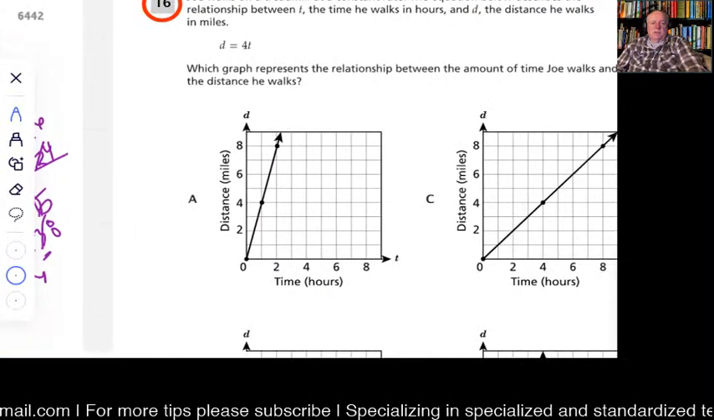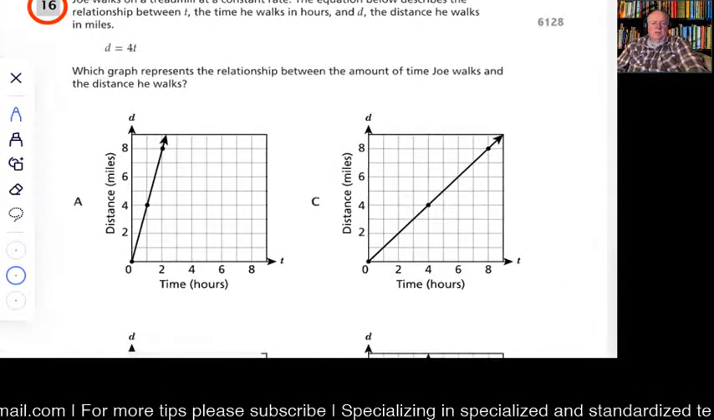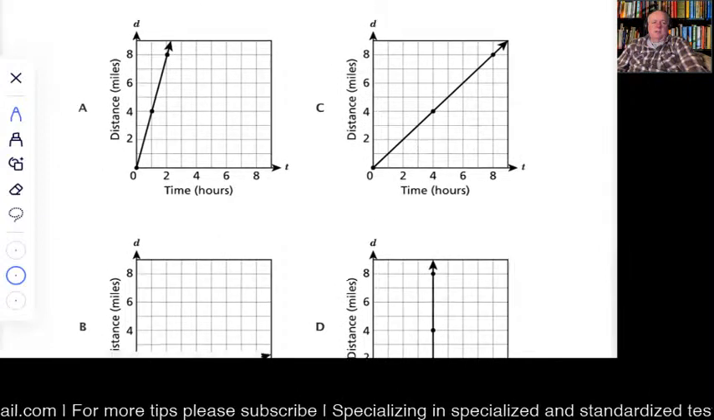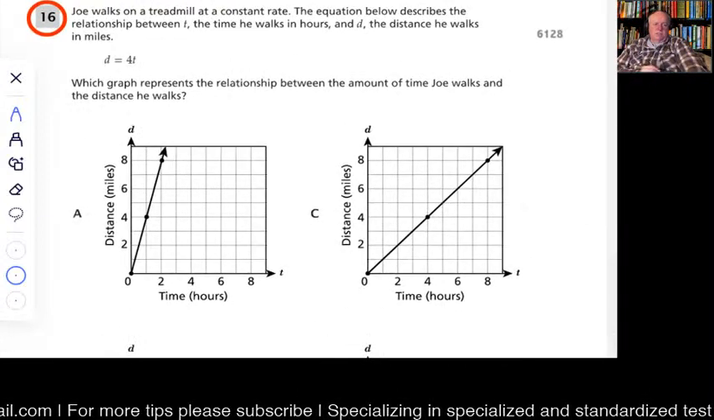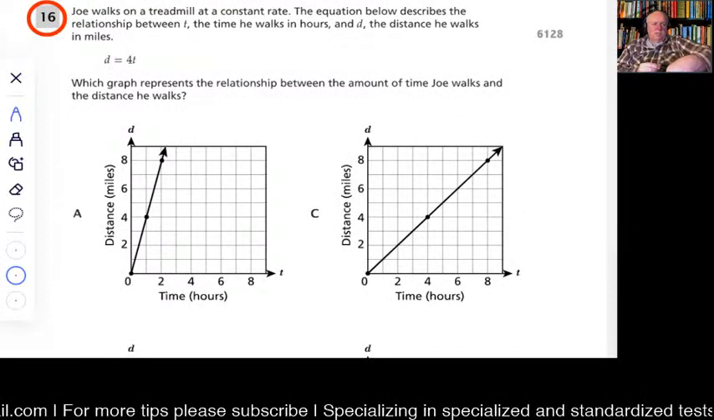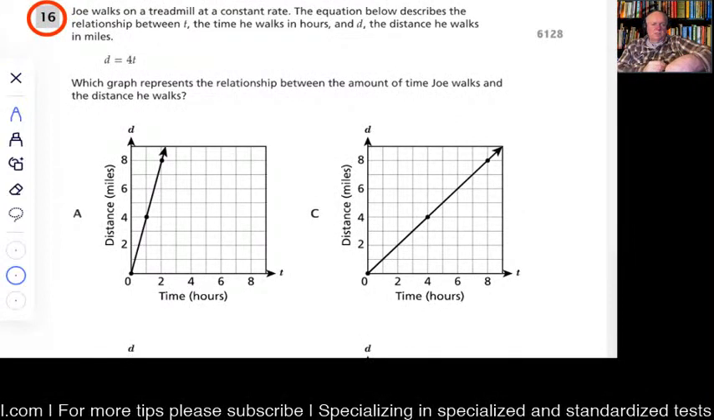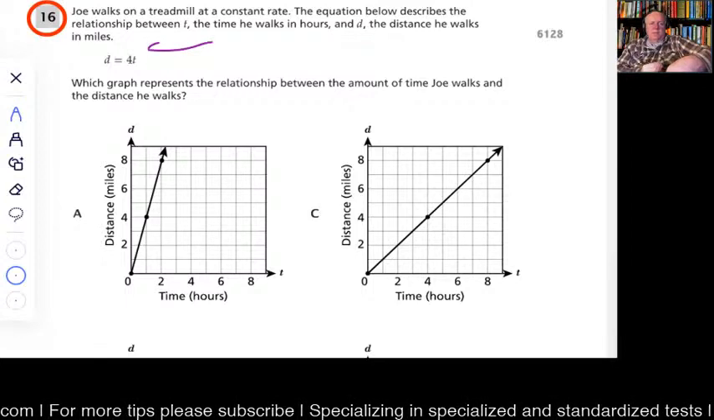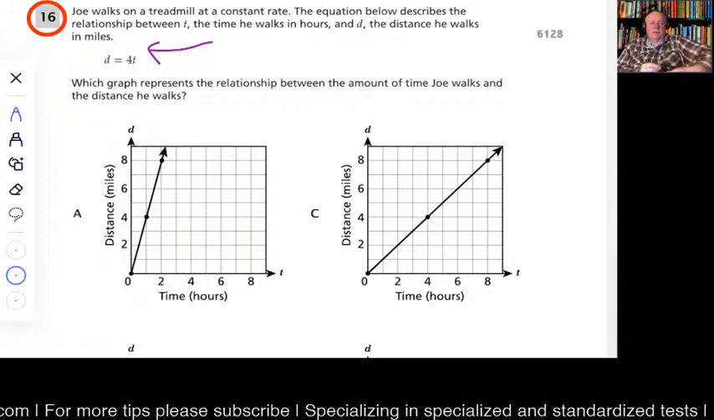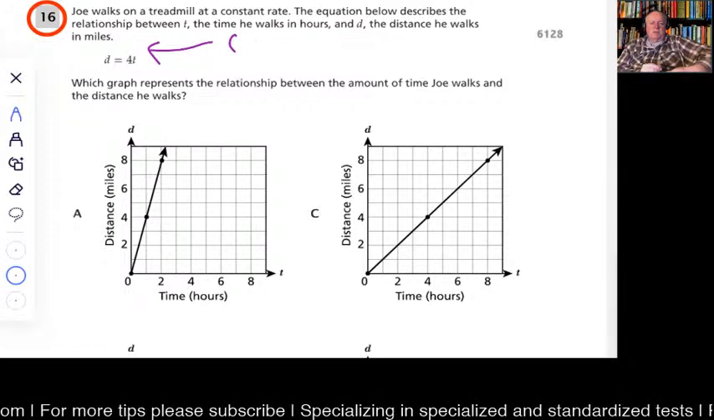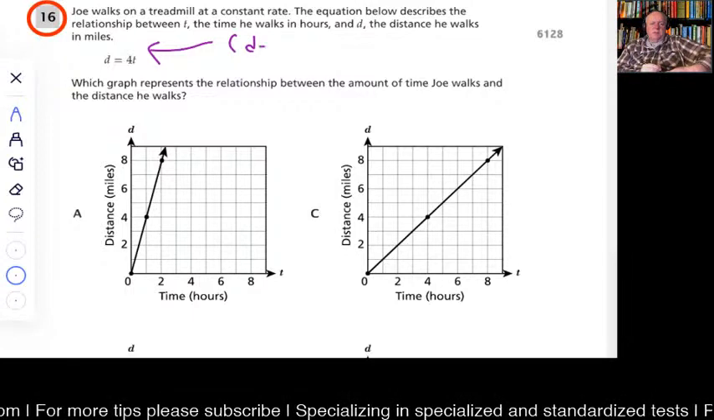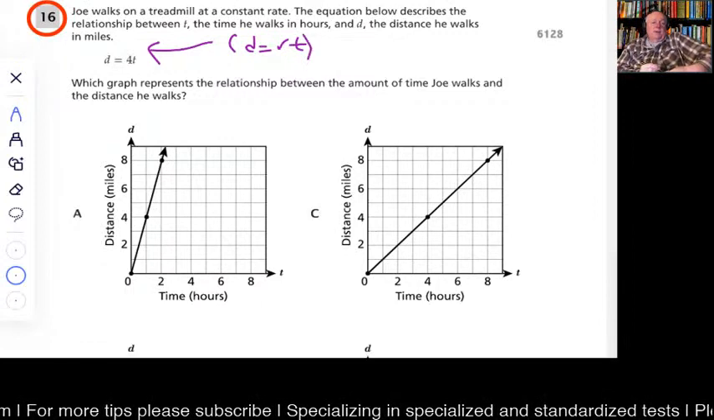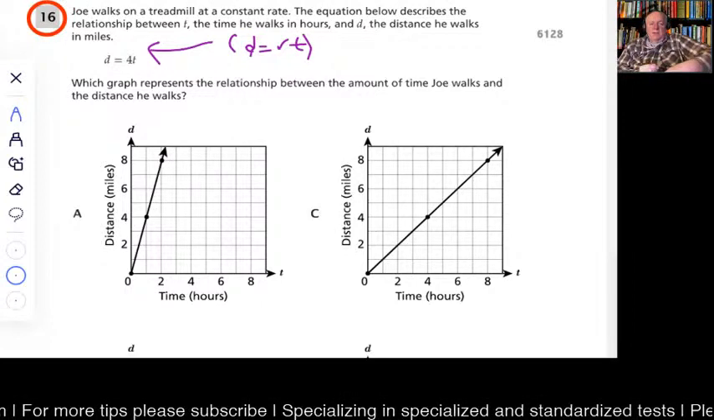Okay, 16 again is a totally different kind of problem. And we like to look at the illustration first. There's kind of two levels of illustrations. The first is this illustration right here. That D equals 4T, right? And in your mind, you should be thinking of D equals RT: distance equals rate times time. Is that what they're asking us for here? I don't know, but that's a good wild guess.